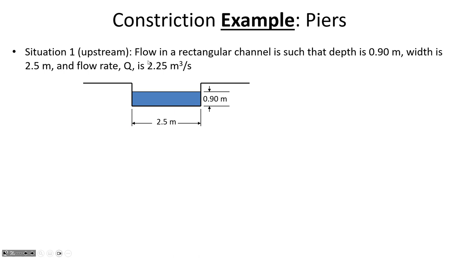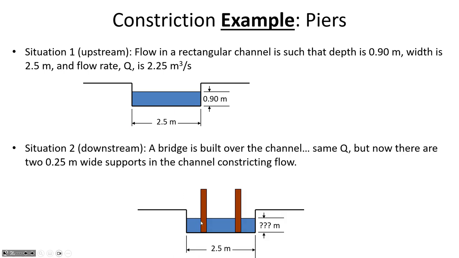And then downstream, there are a couple of piers that each have a width of 0.25 meters. And so this is like a circular pier with a diameter of 0.25. So it's reducing the effective flow width, where the original flow width upstream is 2.5 meters. If you subtract out the effective length that these piers rob the channel of, it's only got an effective flow width of 2 meters, because it's 0.25 here, 0.25 there, add that together, 0.5. So we've only got a flow width of 2 meters.